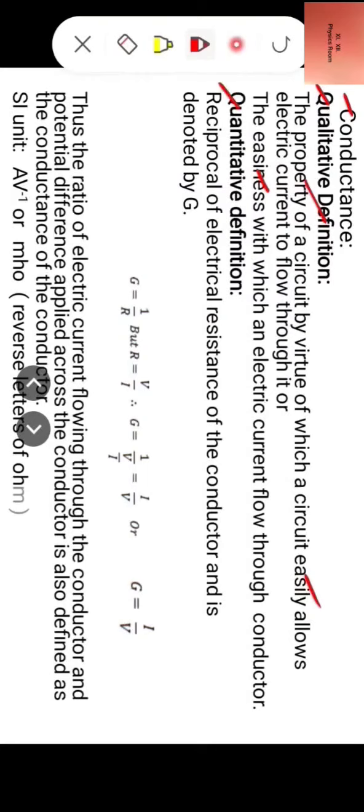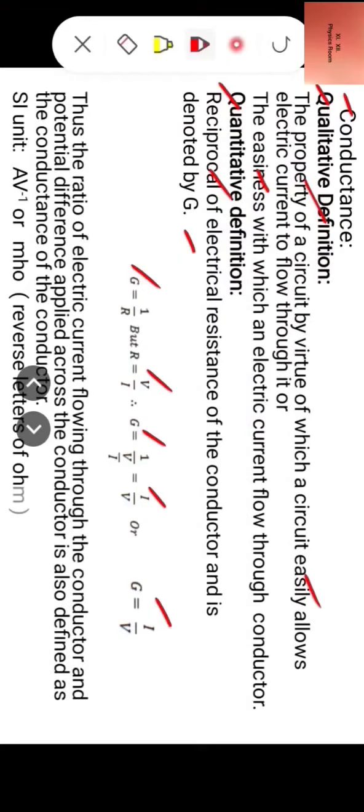Quantitative definition. Reciprocal of electrical resistance of the conductor is defined as conductance and is denoted by G. So mathematically we can write G is equal to 1 by R, but R is equal to V by I, therefore G is equal to 1 divided by V by I, or it is equal to I by V, or finally we write G is equal to I by V.